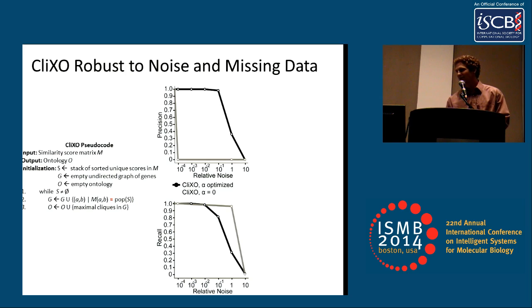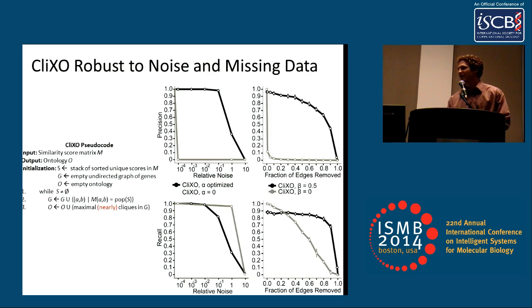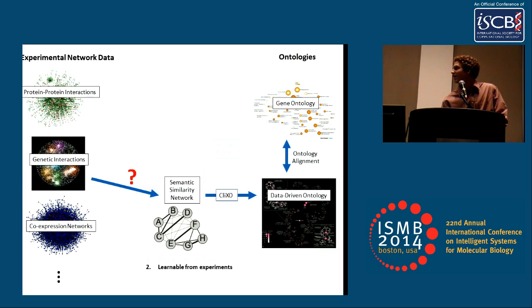We also want to model missing data, which we do as setting values in the semantic similarity network to 0, and changing this third line here to nearly maximal cliques rather than maximal cliques. And that allows this CLIXO algorithm to be very robust to high levels of missing data, 50, 60, 70% of edges removed, and we're still inferring something quite similar to the original ontology. So now that we've got a CLIXO that's robust, we want to run it on the data.